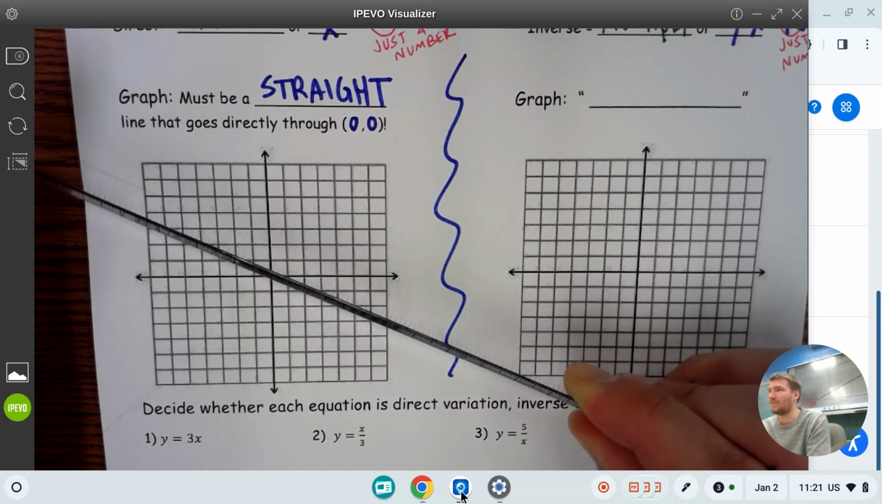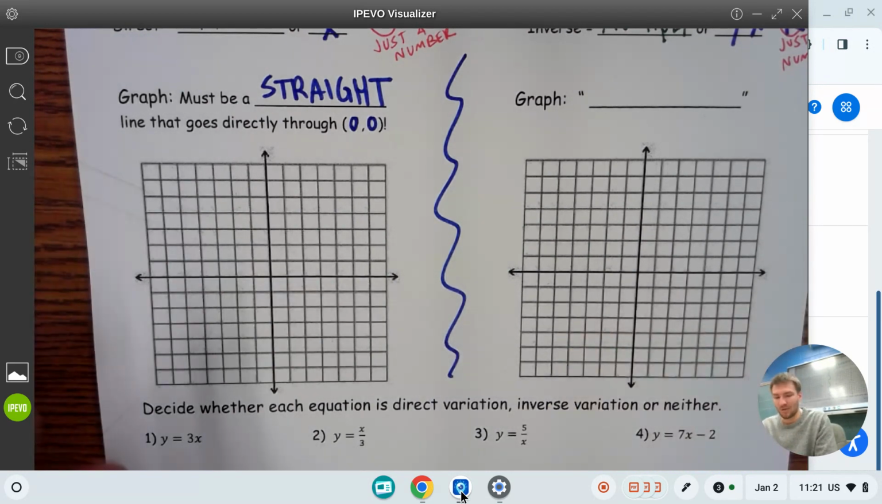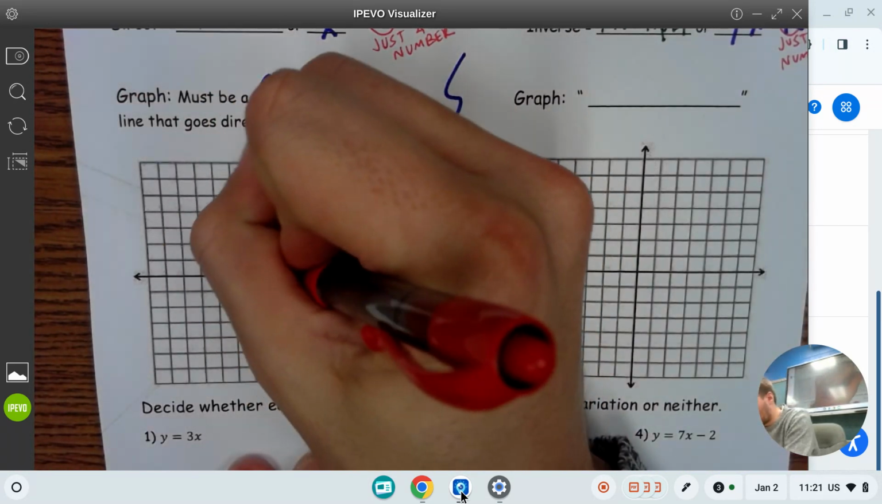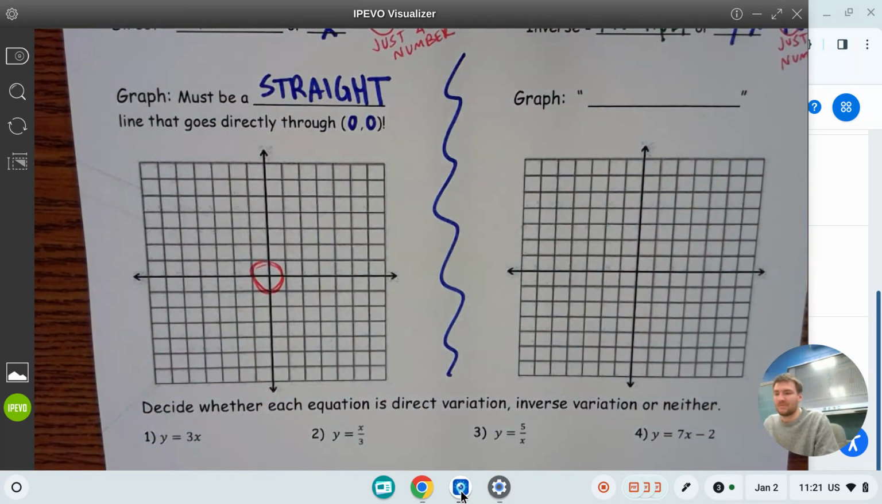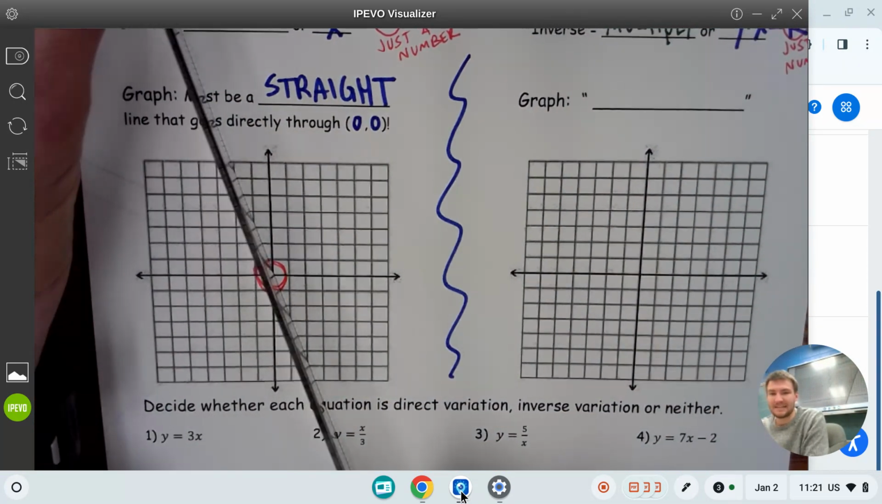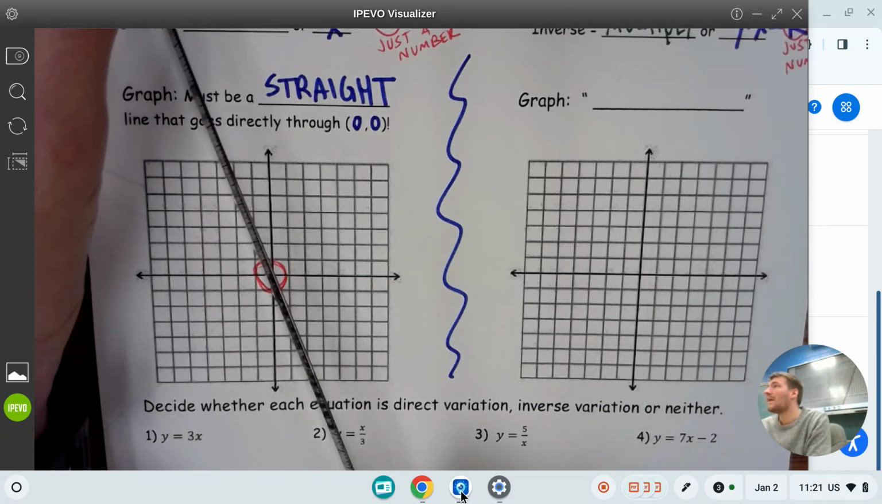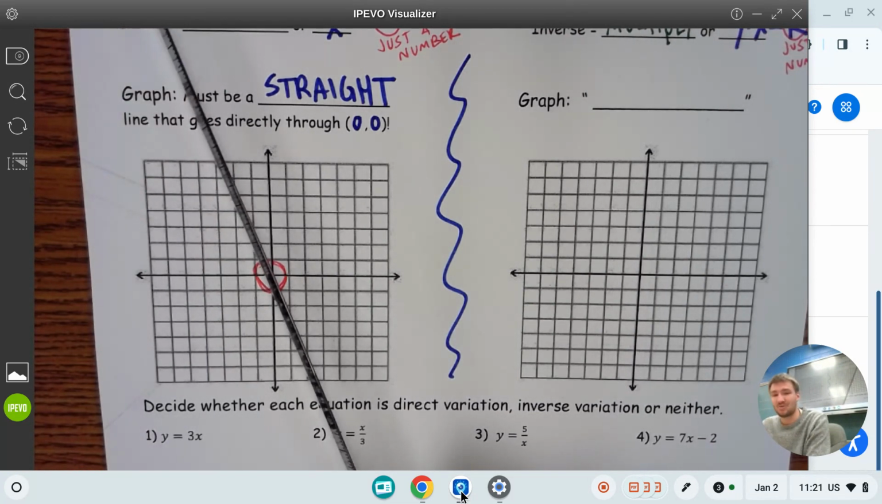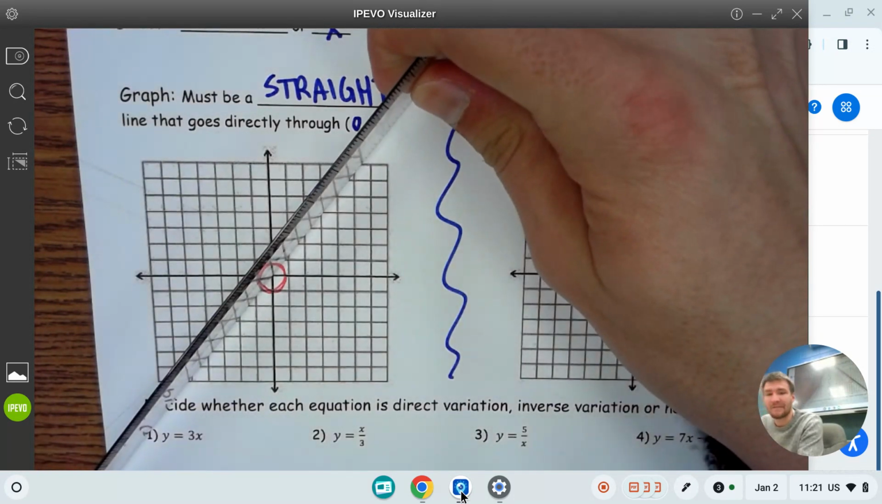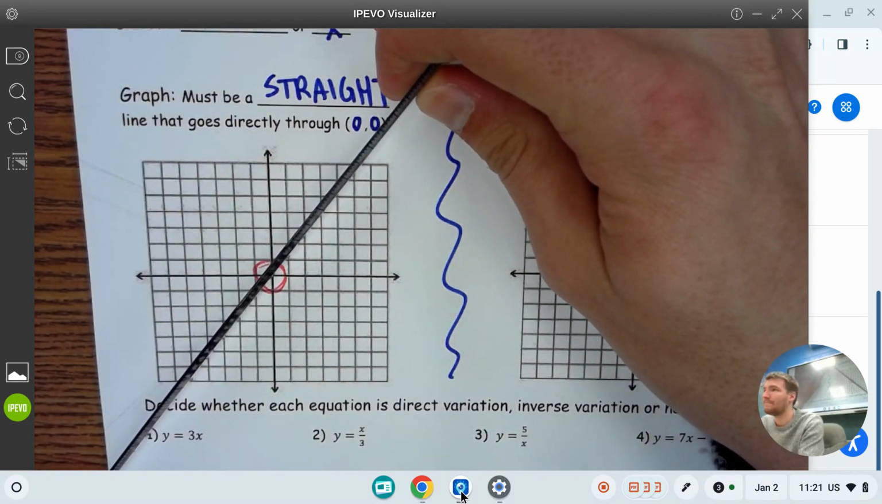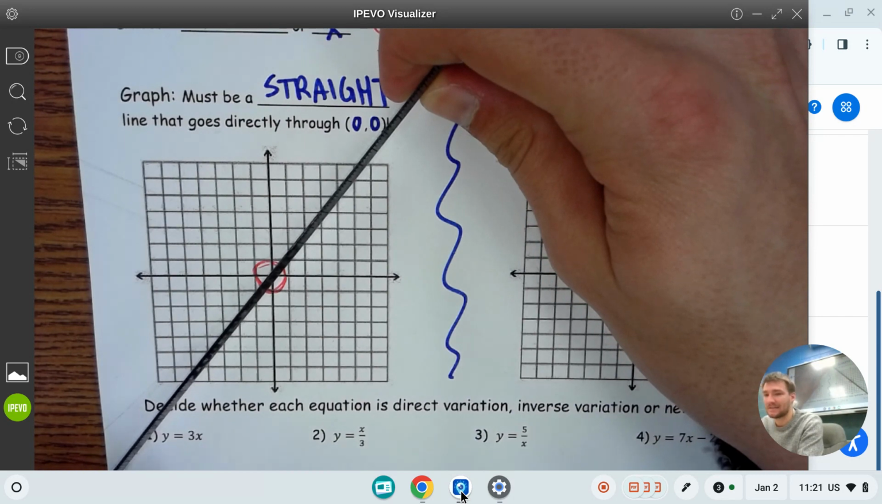This is also a straight line, and it's going through 0, 0, right? This is where we're trying to go through, right there, 0, 0. What about this? Is this a straight line that goes through 0, 0? Yeah, so there's a lot of straight lines that go through 0, 0, okay? It doesn't matter if they look like they're going down, negative slope. It doesn't matter if they look like they're going up, positive slope. These are both direct variation.